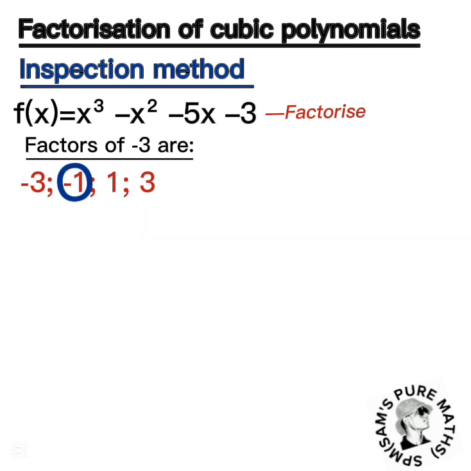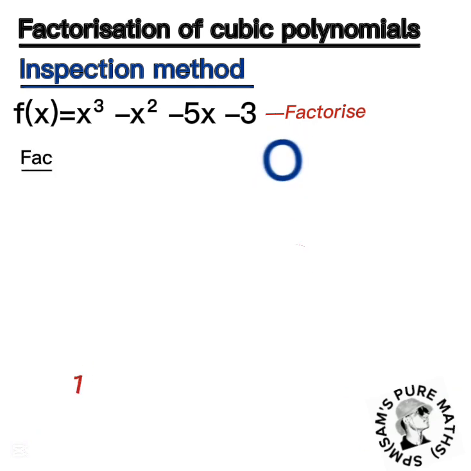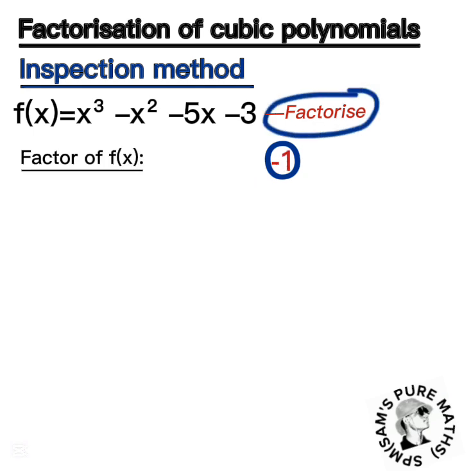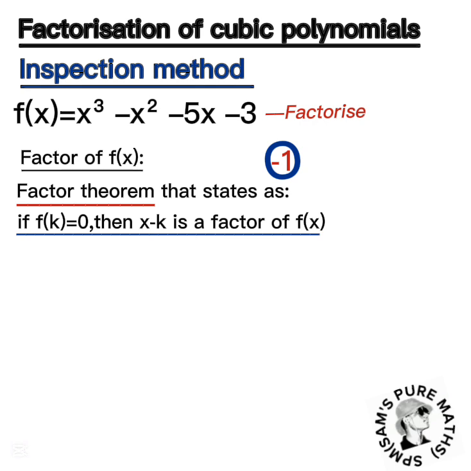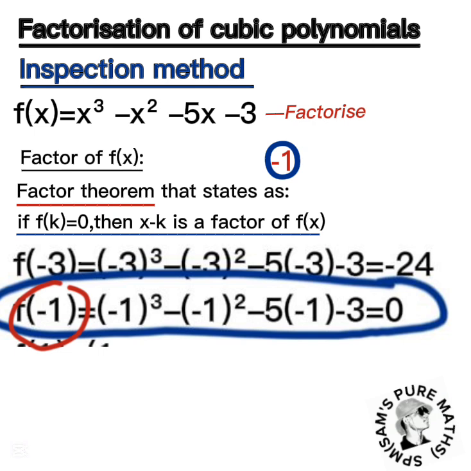Since we found that negative 1 is the one that makes f of x to be 0, we're gonna use it to find the factor of f of x. Remember that we are factorizing. One can ask, how are we going to use negative 1 to find the factor of f of x? We're gonna apply the factor theorem that states: if f of k is equal to 0, then x minus k is a factor of f of x. Let me repeat that. If f of k is equal to 0, then x minus k is a factor of f of x.